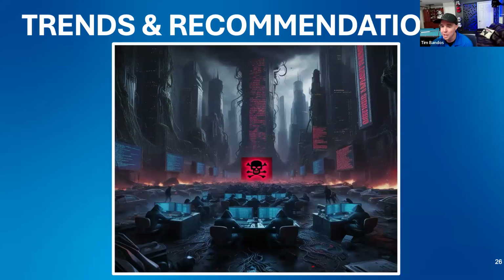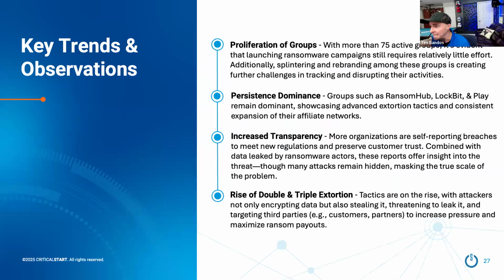So, some trends and recommendations. I always like to create these AI generated, oh God, I love AI when you start creating things like this, but that's pretty cool, right? Ransomware. Let's talk a little bit about key trends and observations that we've seen. We talked a little about the proliferation of groups. We now have over 75 unique active groups in the ransomware space, which is a lot. And it's evident with them launching ransomware campaigns with relatively little effort at all, especially when leveraging ransomware as a service, or also potentially using services like ChatGPT or AI to even code a piece of ransomware.